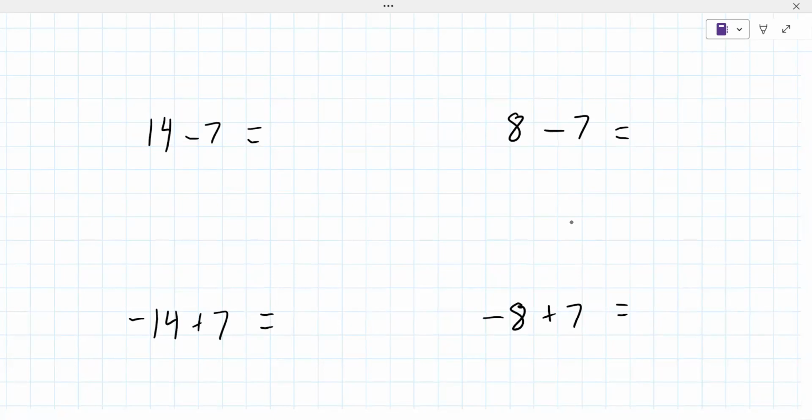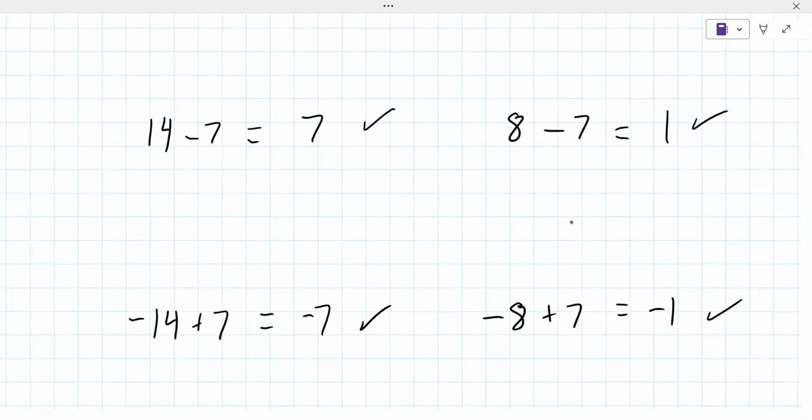8 minus 7 will be 1. The bottom one would be -1. And then we have 14 minus 7, which would be 7. Okay, 7, yeah. And then the bottom one -7. Good. These are all correct.